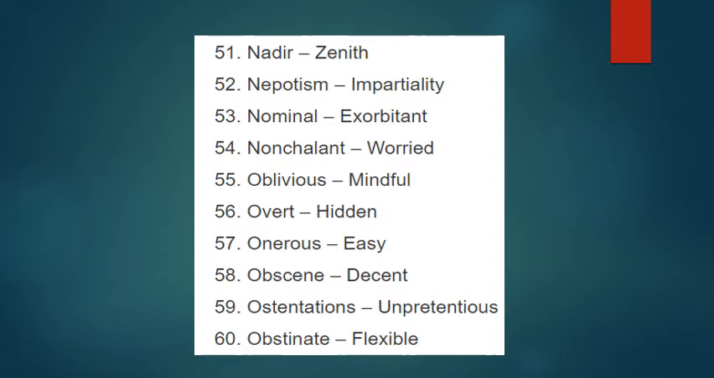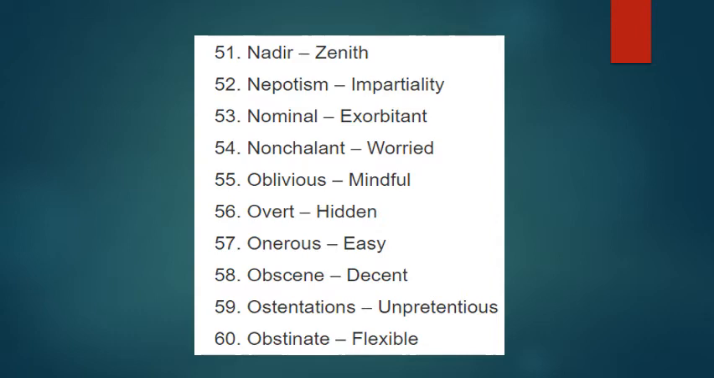Now, let's go to the list of antonyms. Nadir, zenith. What is nadir? Lowest point. And zenith is highest point. We already learned 50 words and now we are going ahead with that list. Nepotism. What is nepotism? It means favoritism, favoring your relatives or friends. Impartiality: no partiality, no bias. Nepotism, impartiality. Nominal: its cost is very nominal, very less. Exorbitant.